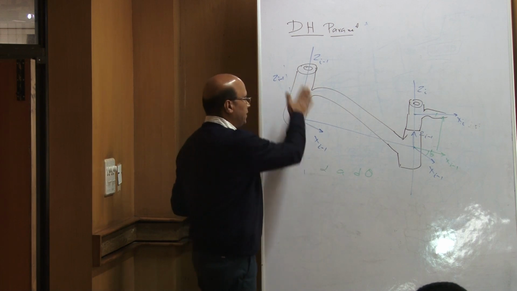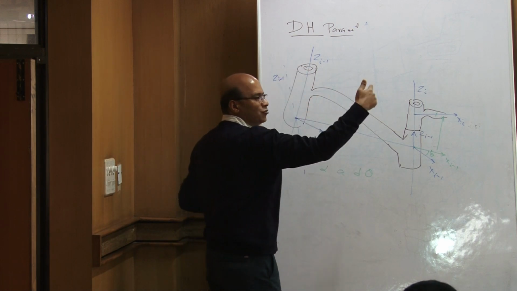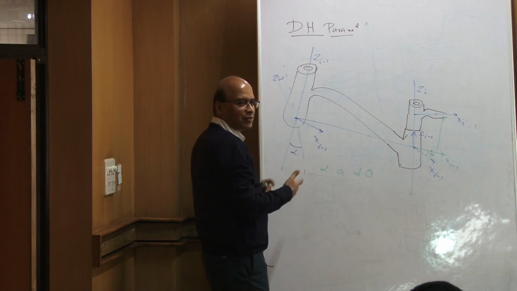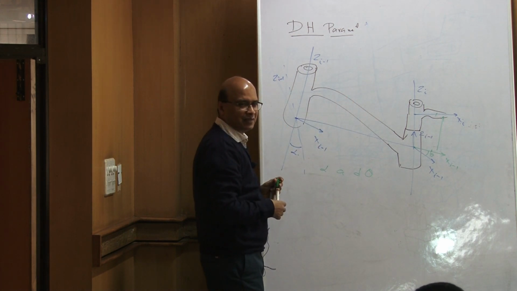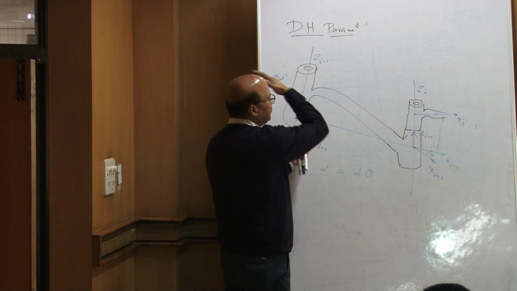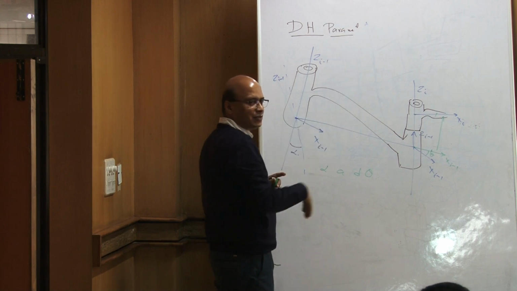So for example, if it is planar and the z's are all pointing out, then your x is automatically the shortest distance between z's. Right? So this is a very general case where this axis is pointing in some direction, and that is pointing in some other direction. Okay?